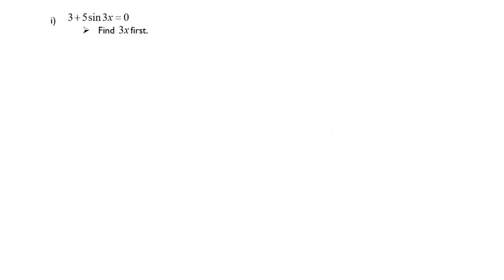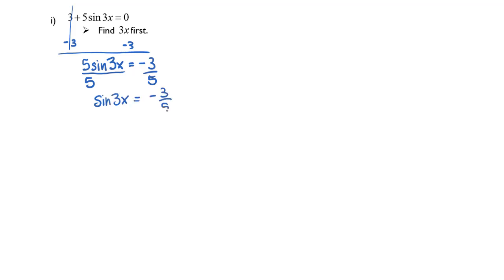Now let's take a look at 3 plus 5 sine of 3x equals 0. Again, we want to find 3x first, then define the period for sine, and then solve for x. I will subtract 3 from both sides, which will give me 5 sine of 3x equals negative 3 on the right-hand side. Then I'm going to divide by 5. That gives me sine of 3x equals negative 3/5.